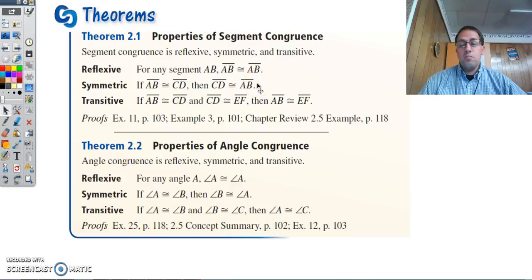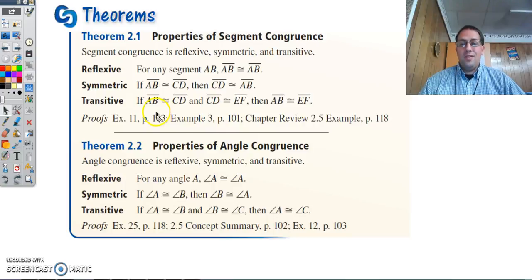Notice all we did is change the order of this segment congruence statement. That's it. We've been doing that for a long time in math. Not a big deal. When you get 5 equals x, but you want to rewrite it because you want x to go first, x equals 5. You can do that because of the symmetric property of equality. Here we have the symmetric property of segment congruence. Same thing. And then the transitive property of segment congruence. Notice it's exactly the same as the transitive property of equality.